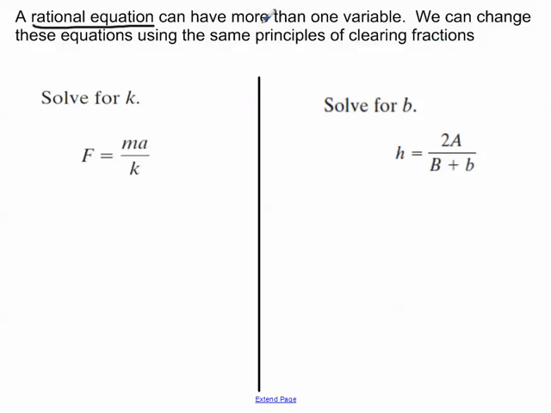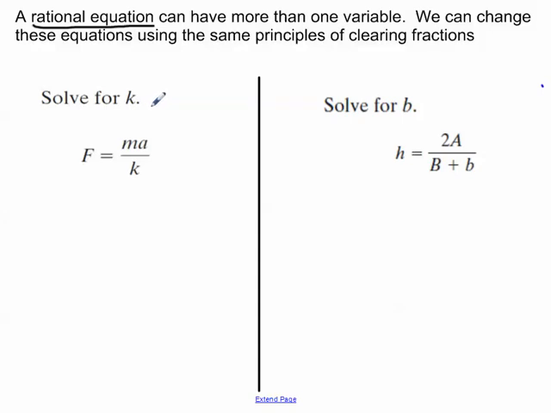So essentially what we're going to do here is talk about solving this for something else, because sometimes we'll have a situation where we need to find k, for example. We know force, we know mass, we know acceleration, and we don't know k, so we're going to solve for k. So again, when we solve for k, we want to have k all by itself, alone on one side of the equation, and everything else on the other side.